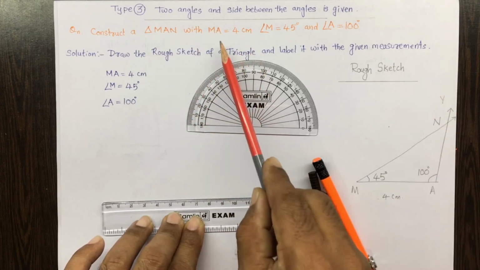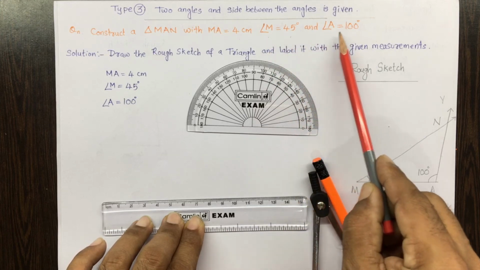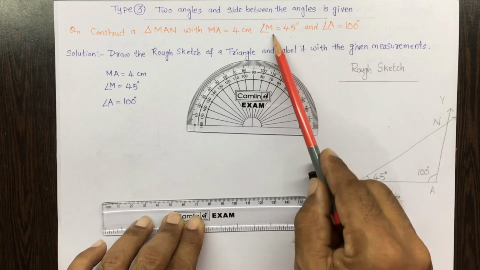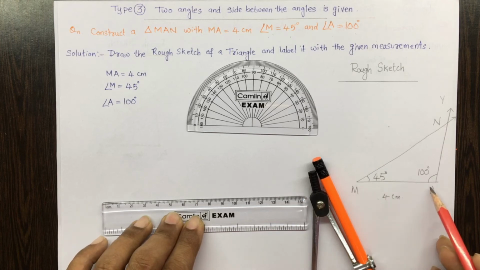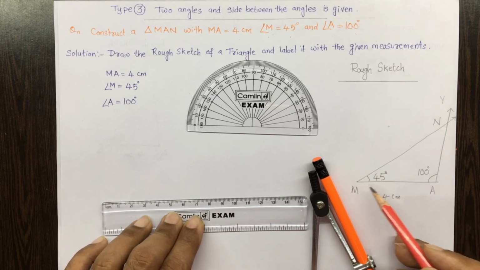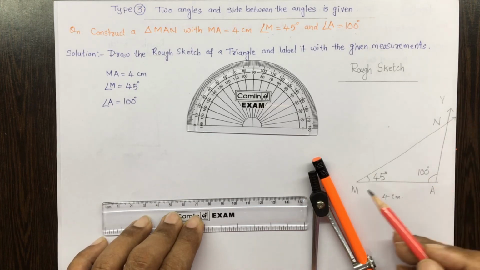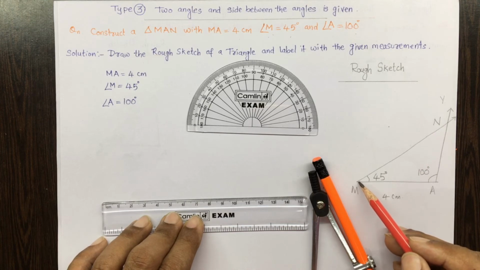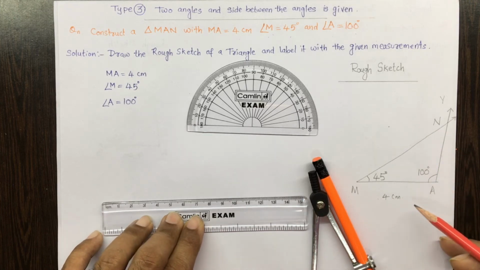Here MA is 4 centimeters, angle M is 45 degrees and angle A is 100 degrees. So, MA we have two angles. Here you draw a line of 4 centimeters and take an angle of 100 degrees at A, and at M you take 45 degrees and extend that ray. They both will meet at some point, say it will be N. So, MAN will be the triangle which is required.